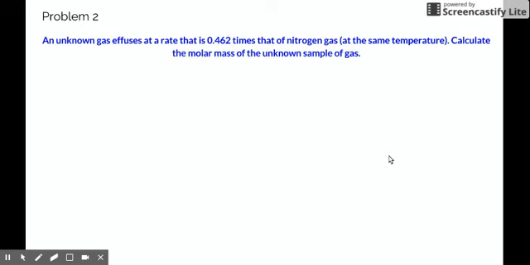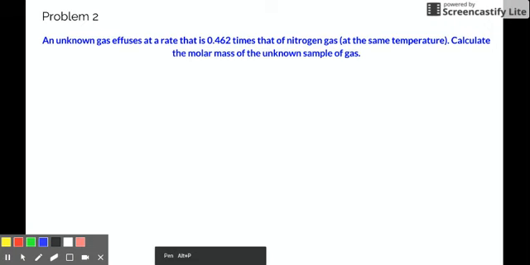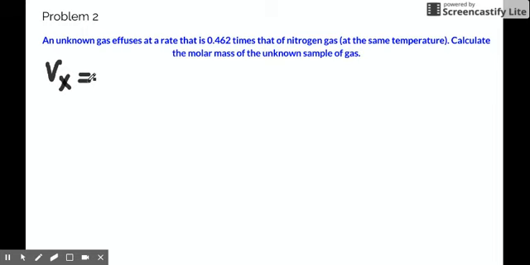Hi, this is already part 2 of Graham's law of effusion problem solving. In the previous video of part 1, we stopped with this particular problem in which we're given the rate of a certain unknown gas to that of nitrogen gas. We were able to make an equation from the given statement that the unknown gas has a rate of 0.462 times that of the nitrogen gas N2. Take note N2 because it's diatomic.